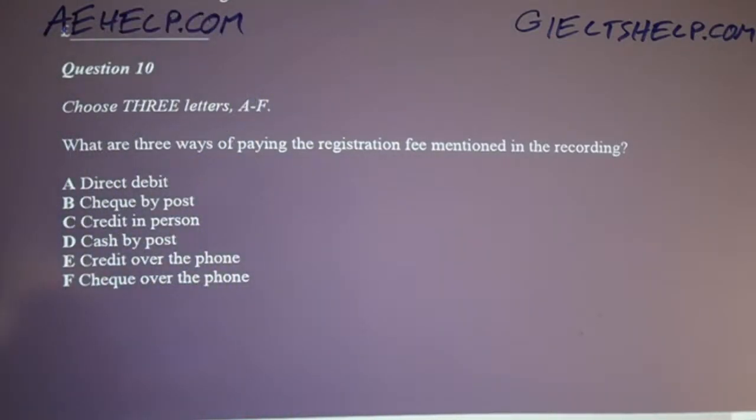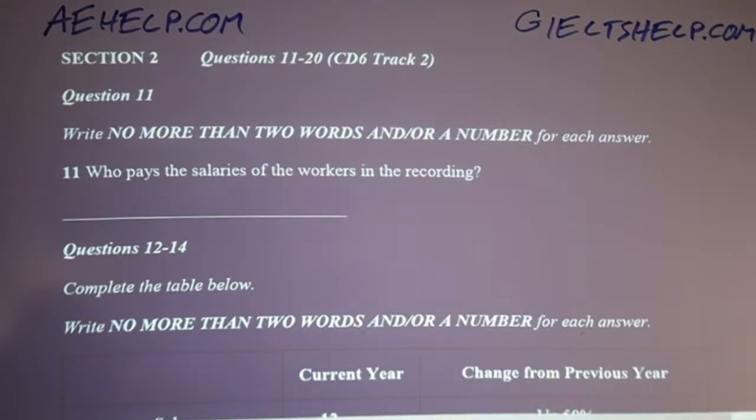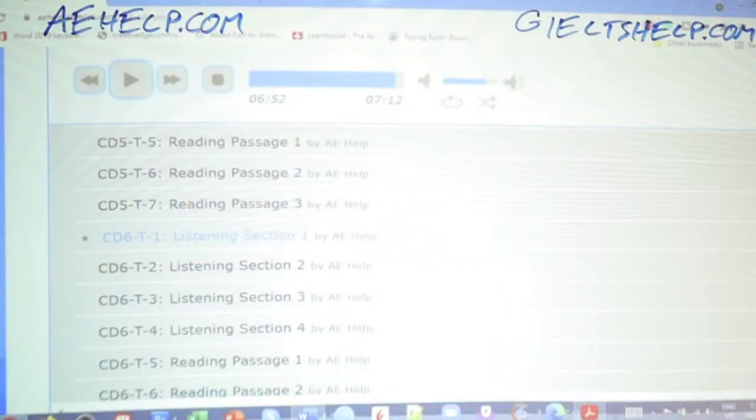Okay, so let's do this. Let's go to the next one. Part 2 or section 2 is going to get more difficult. I'm going to again play this for you through my headset. Don't put your answers into the answer sheet. Here we go, everyone. Let's get right into part 2. Let's get rolling.